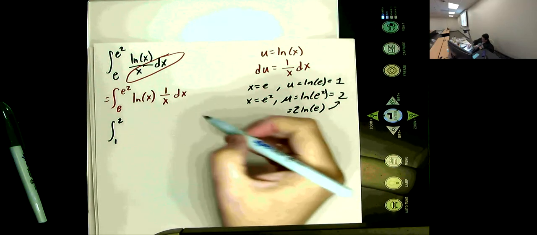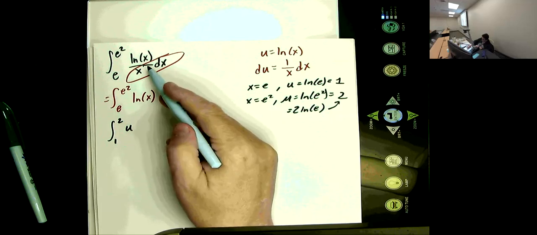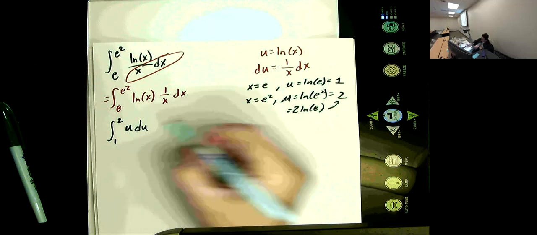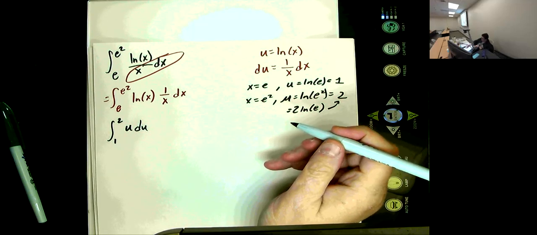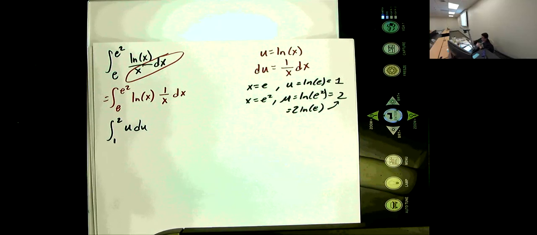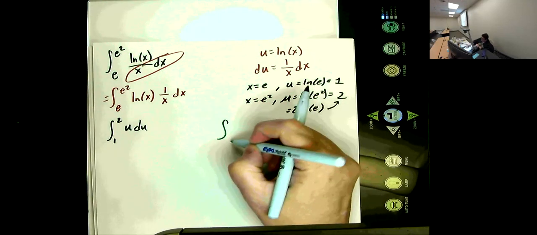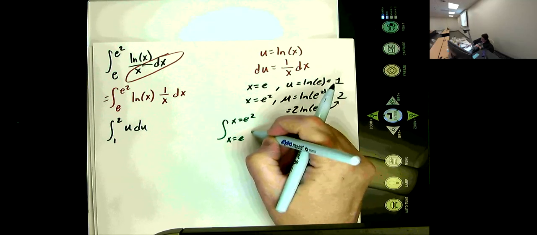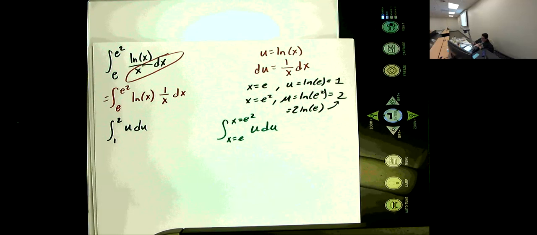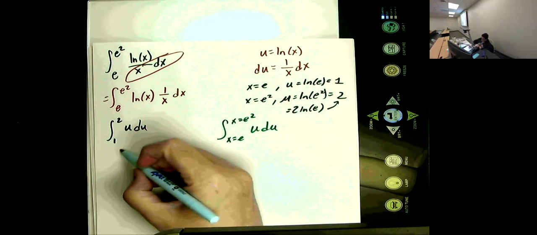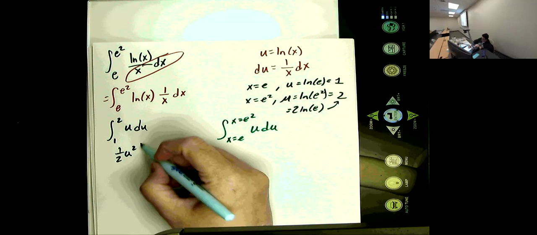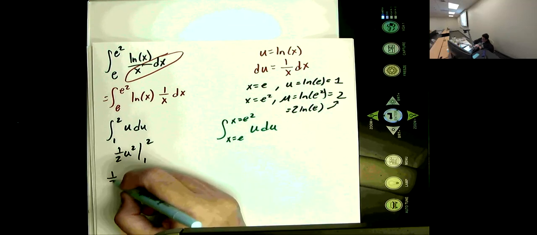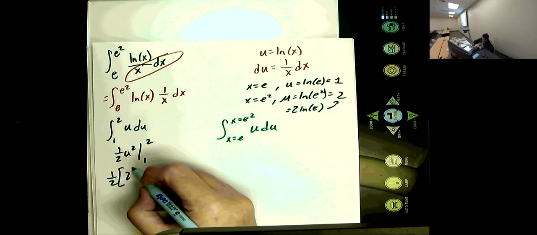And we've got u, and u equals ln x, and that just ate up my dx. That became du, and this becomes a really easy problem. Now, if you stick with the old ways, we have to keep x equals e and x equals e squared. We still have u du. Here we go, up a power, divide by the power, evaluate from 1 to 2. And we have 1/2 (2 squared minus 1 squared).